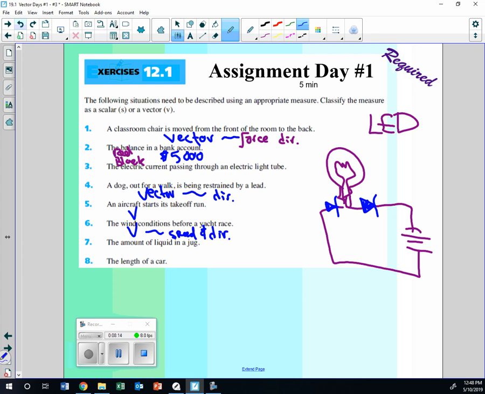How about amount of liquid in a jug? I don't know where they come up with jug. Anyway, yeah. And then that's definitely scalar. One number, half a gallon, pint. And then the length of the car, what will that be? Scalar. So there you have it. Vectors have 2 numbers, usually a magnitude and a direction. Scalars have a single number to describe an amount.